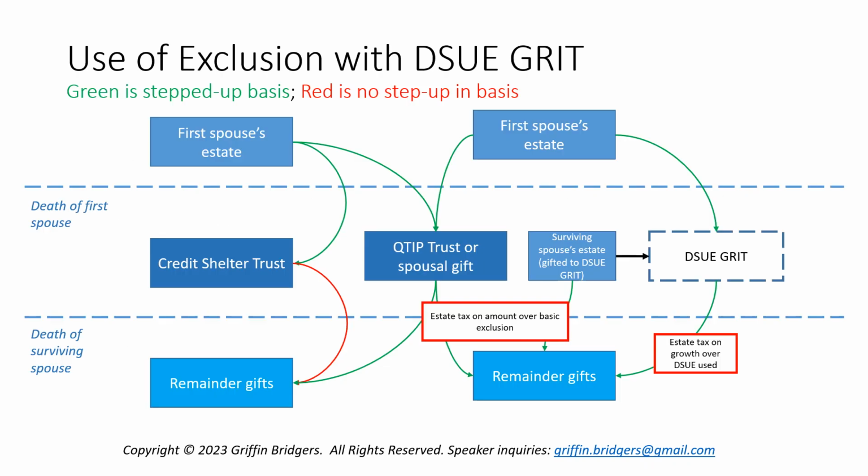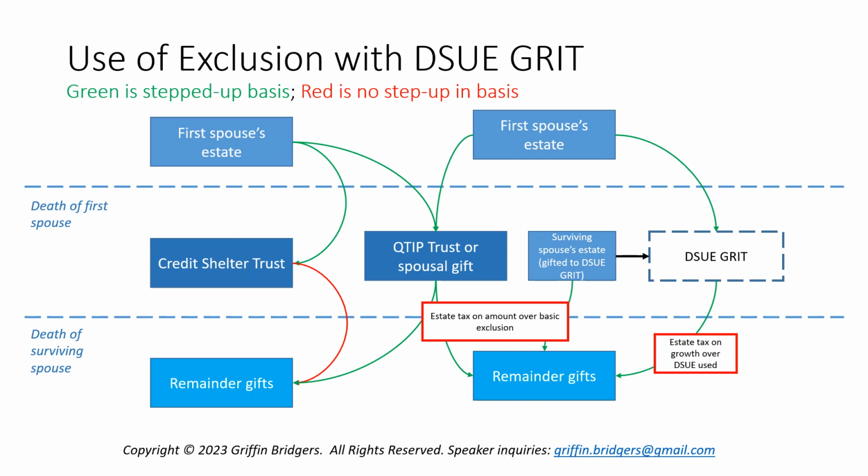So here's a quick illustration where we look at what this looks like, where we've replaced on the right our phantom credit shelter trust with the DSUE GRIT. This is a trust funded during life, typically using the surviving spouse's personally owned assets and not necessarily assets from the QTIP trust, as we'll look at later, because that may not be efficient from a GST tax perspective, or even from an estate tax perspective for that matter.